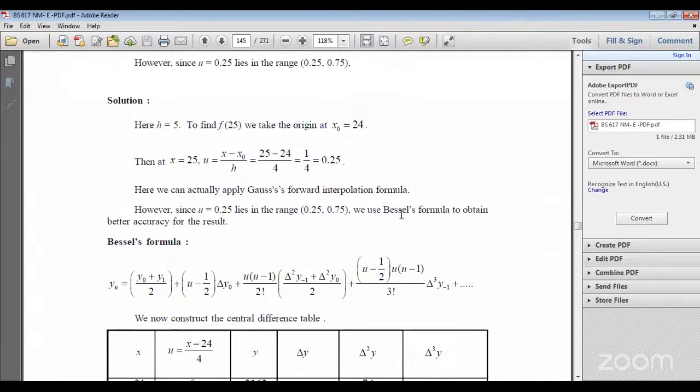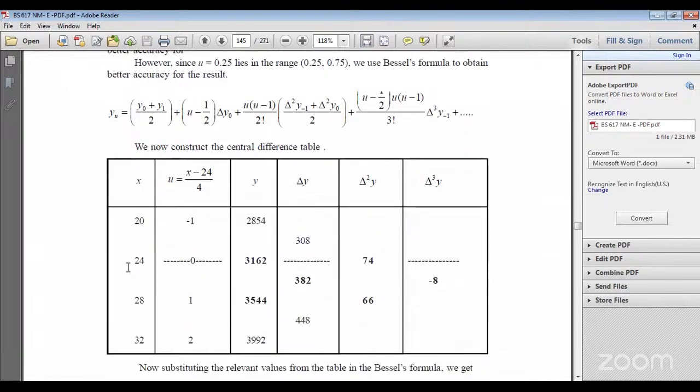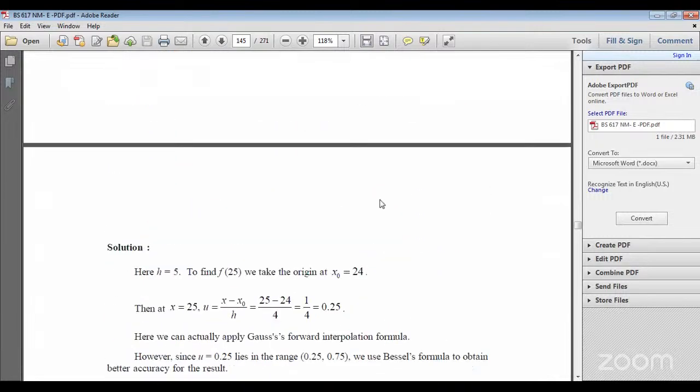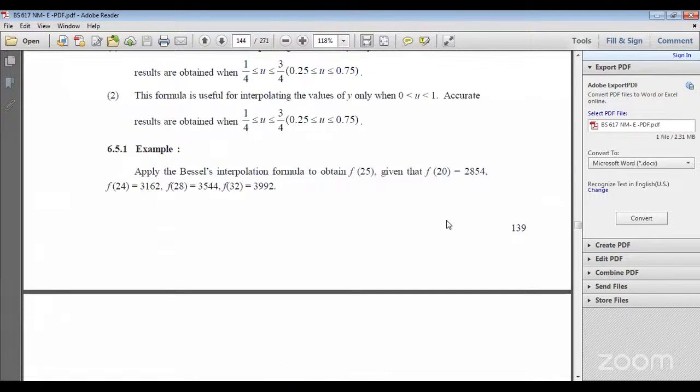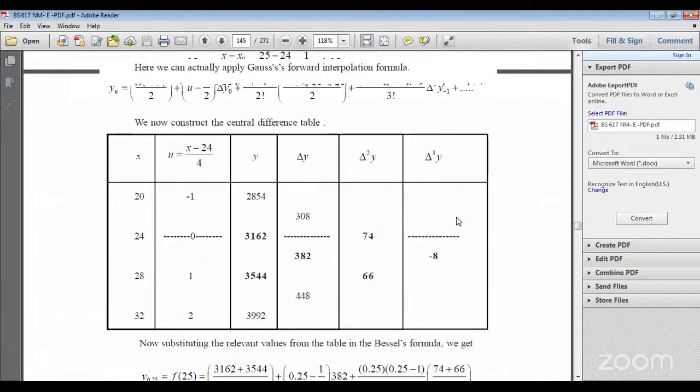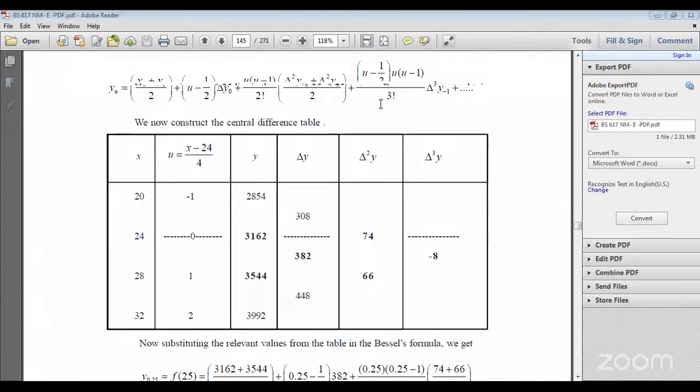So 24 we are taking as 0, so minus 1. So (20 minus 24) by 4 is minus 1, 0, 1, 2. The values I have written here are the same: 2854, 3162, 3544, 3992. See here, 3162 minus 2854 is 308. 3544 minus 3162 is 382. 3992 minus 3544 is 448. 382 minus 308 is 74. 448 minus 382 is 66. 66 minus 74 is minus 8. We are taking the values here only.